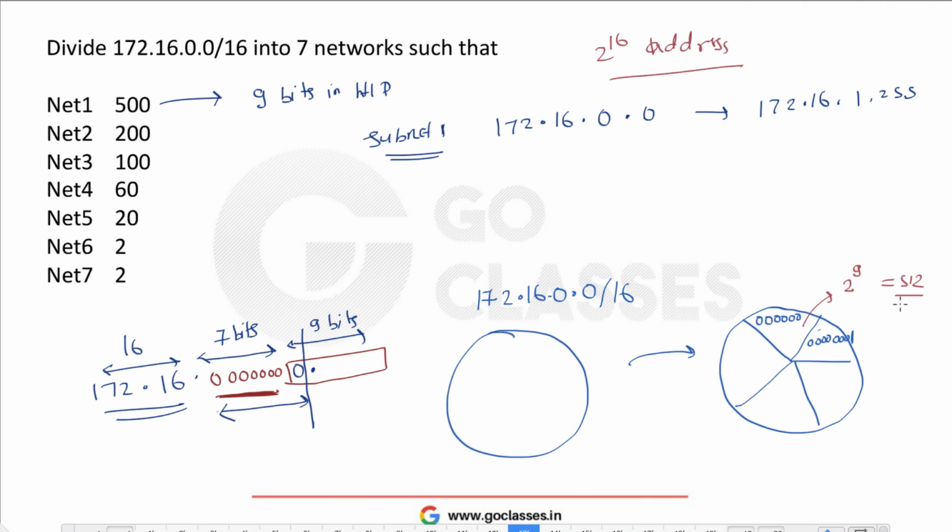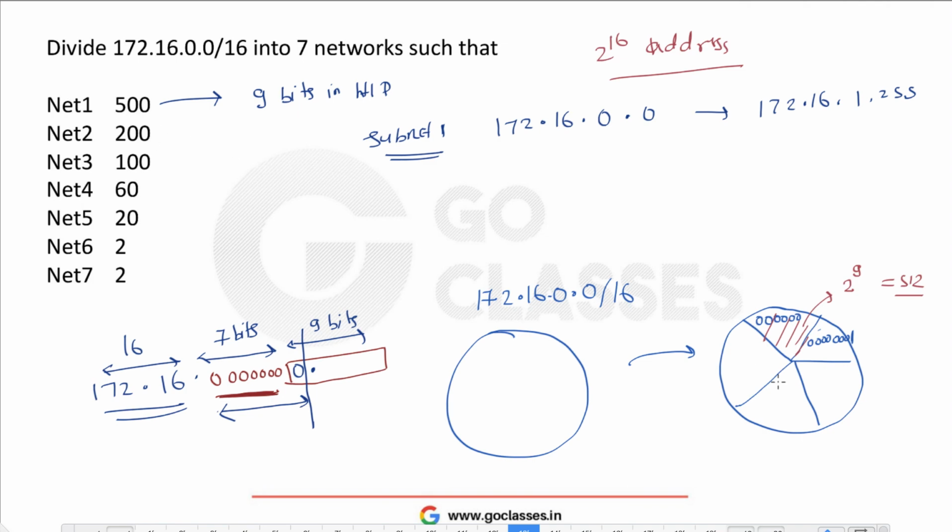Not more than 12, because if you go for 10 bits, then it will be 1024, and if you go for 8 bits, then it will be 256. So 9 bits are accurate, which means for 9 bits you have 512 addresses, and you require 500 addresses. Then you can allocate this whole block to subnet 1.